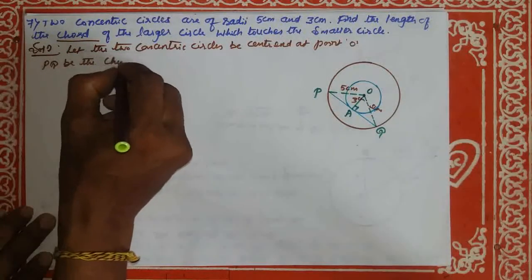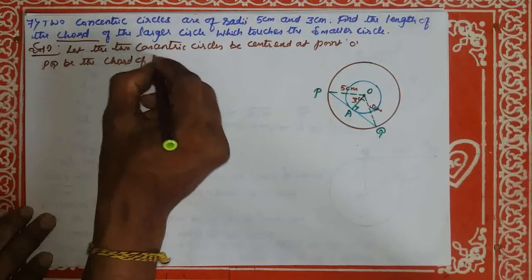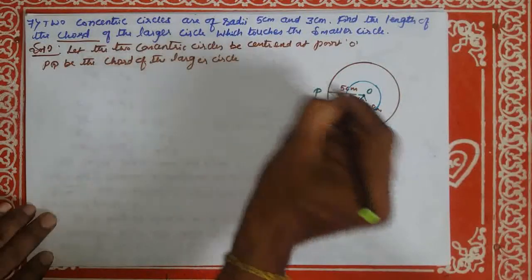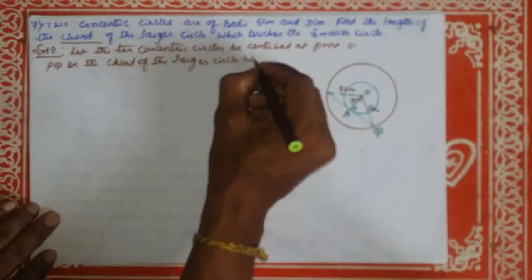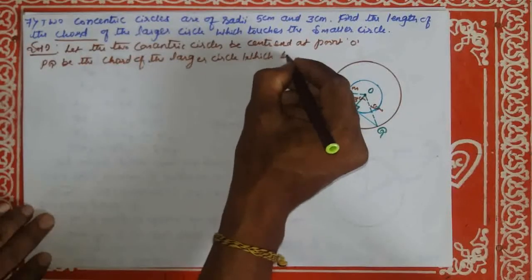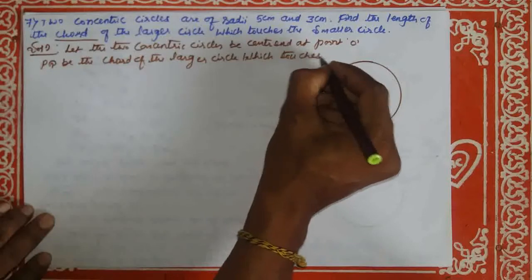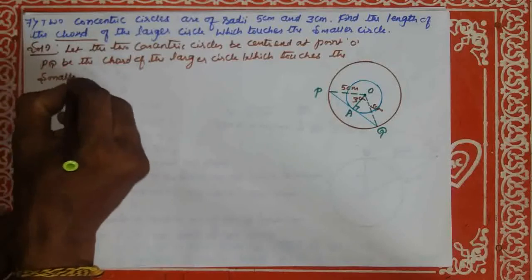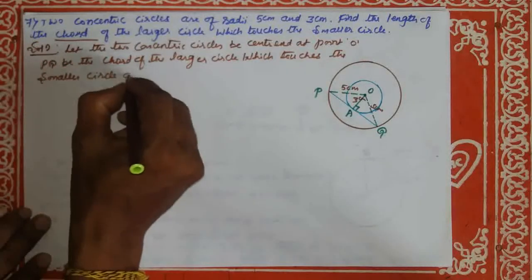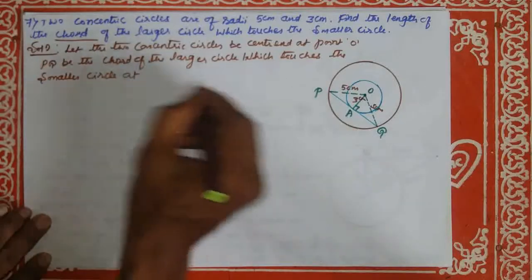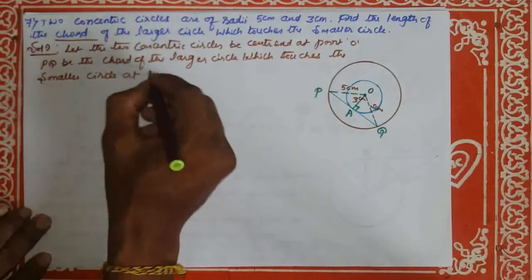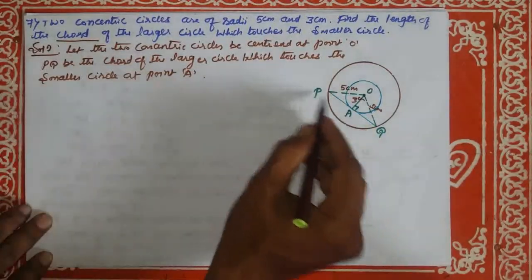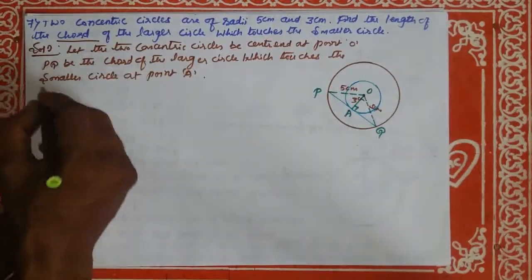Let PQ be the chord of the larger circle which touches the smaller circle at point A. Therefore PQ is the tangent to the smaller circle.